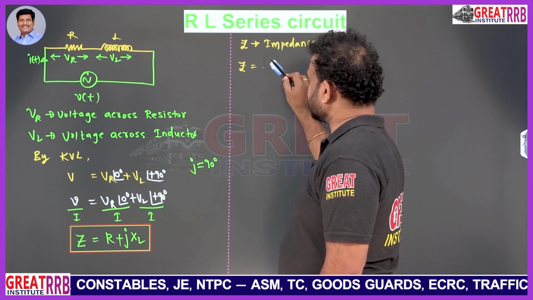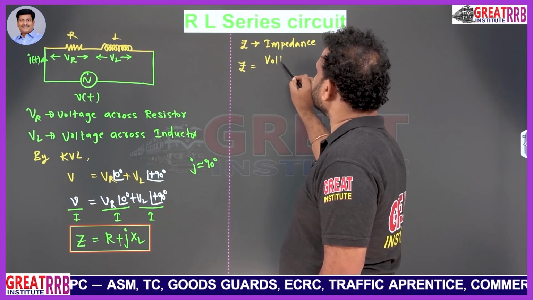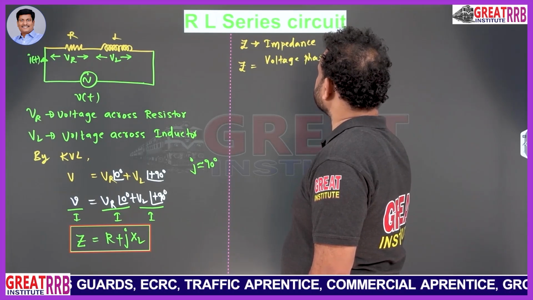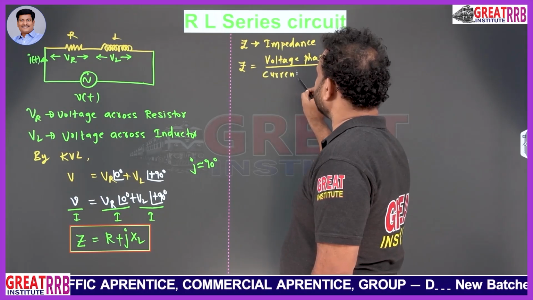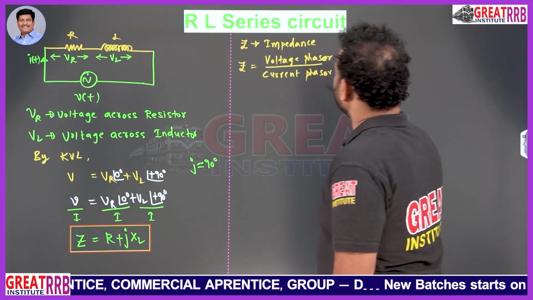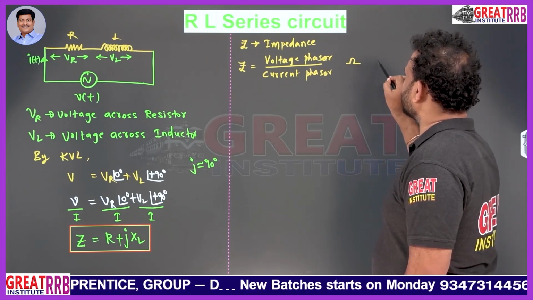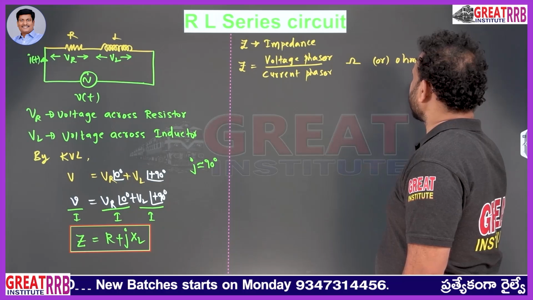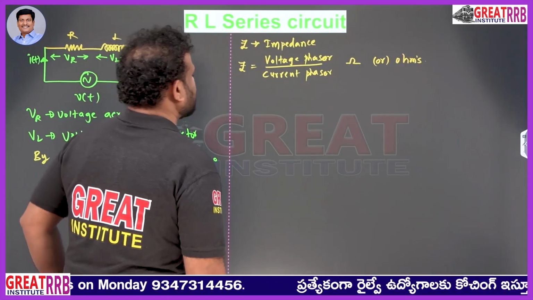Simply, I could write it like this also, my dear students: the ratio of the voltage phasor, phasor meaning with respect to some angle, upon the current phasor. Volt upon amperes, so the unit remains as ohms. Got it? It remains as ohms.